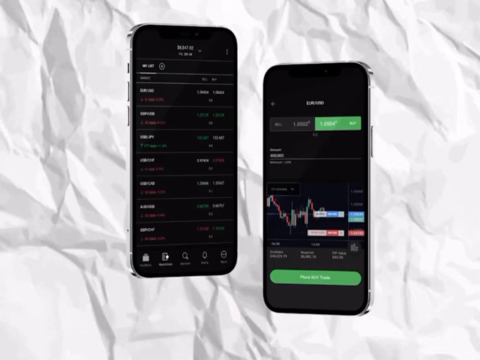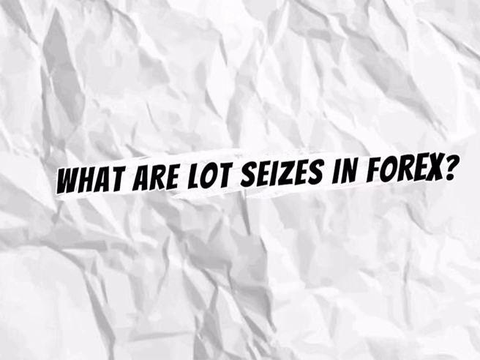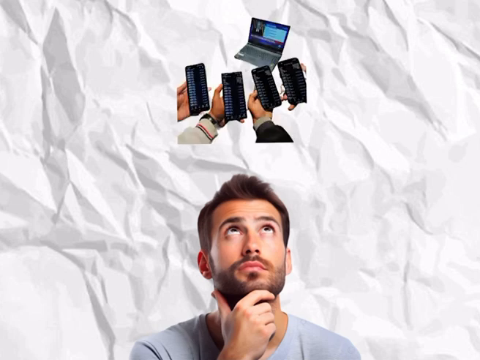I know you might be wondering, oh, I want to trade Forex, but what are lot sizes in Forex? You might also be wondering, how can I start trading Forex and making profits?